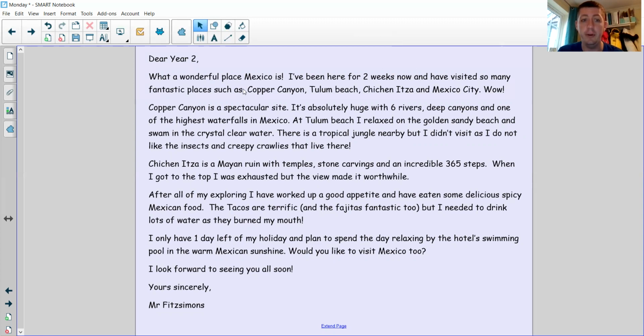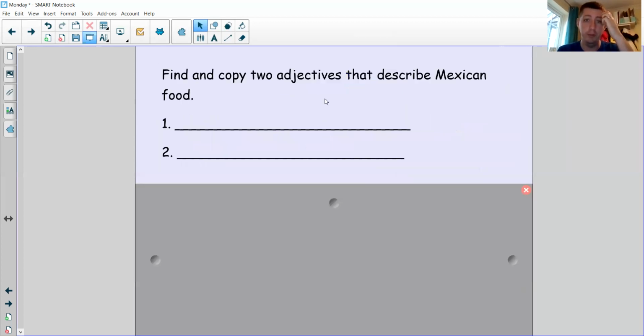Hopefully you found it now where it says about food. I found, oh, it says Mexican food here. So let's read. After all of my exploring, I've worked up a good appetite and have eaten some delicious, spicy Mexican food. Now, straight away, I've got delicious and I've got spicy. So there's 2 words I could use and copy straight away. It says the tacos are terrific. Tacos are food, so you could say terrific. And the fajitas, fantastic too. So fantastic. So there's 4 words that I could choose from there. I could copy any one of those 4 words, but I need 2 of them to be able to get the answer right. Last question.